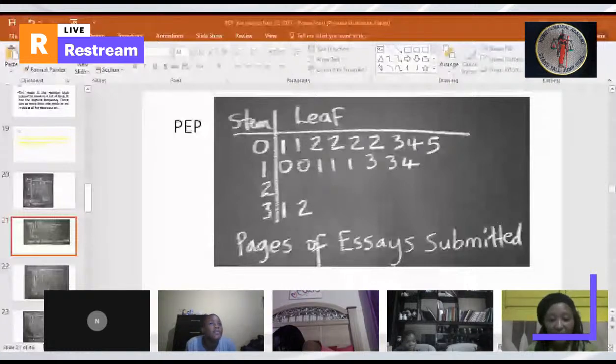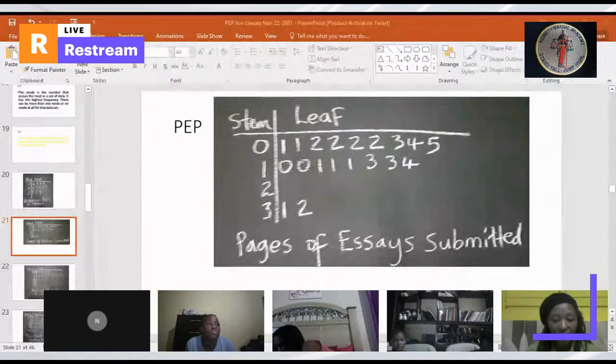The biggest number is 32. The smallest number is 1. 32 minus 1, so the range is 31. You are correct, Siobhan. The range is 31.